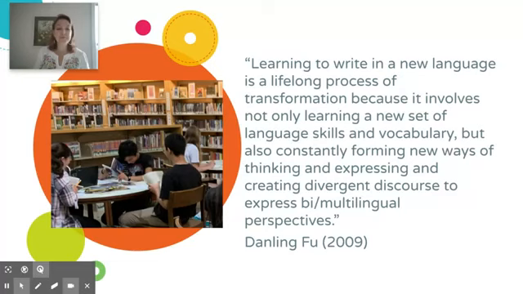And then I have another student who is from El Salvador there. So learning to write in a new language is a lifelong process of transformation because it involves not only learning a new set of language skills and vocabulary, but also constantly forming new ways of thinking and expressing yourself and creating divergent discourse, different discourse. How to express in a bi or a multilingual perspective. How do we share that with the world?